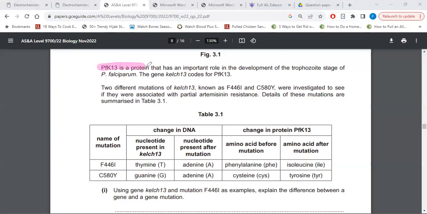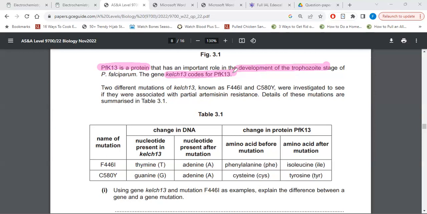PFK13, what is it? It's a protein that has an important role in the development of the trophozoite stage of P. falciparum. So we need this protein for the development of the trophozoite stage, which means for the plasmodium to survive in the red blood cells, it needs this protein. Okay. The gene KELCH13 codes for PFK13. So KELCH13 codes for PFK13. PFK13 is the protein that helps the malaria survive in the red blood cells.